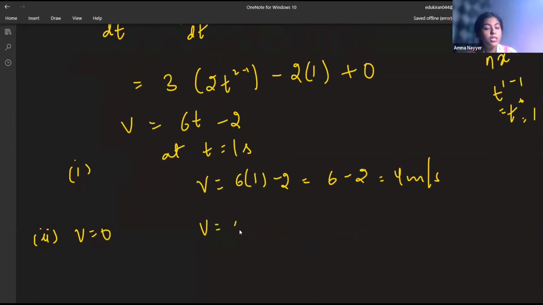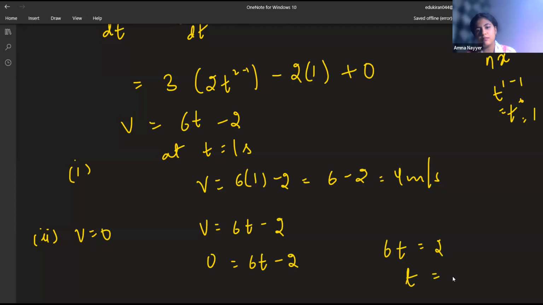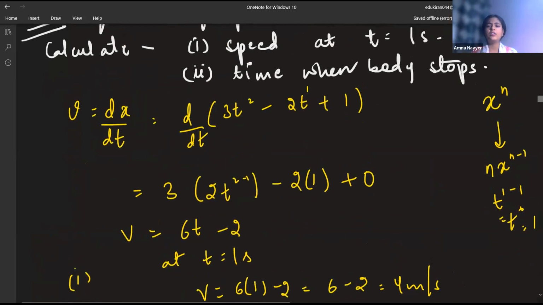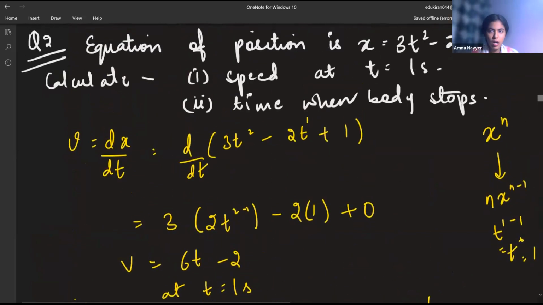It means v was equal to 6t minus 2. Now velocity is 0, so 0 is equal to 6t minus 2. So 6t is equal to 2. Time is equal to 2/6, which is 1/3 seconds. So whenever a question comes where you have to find the time when the body stops, directly write the velocity's equation as 0. All right, quickly note this down.